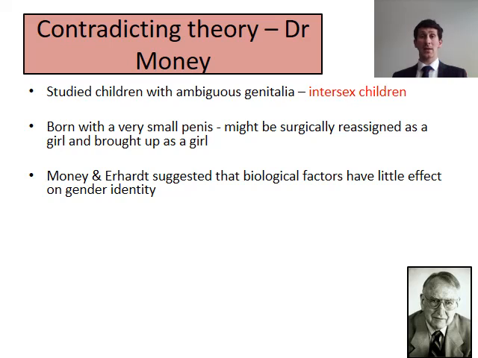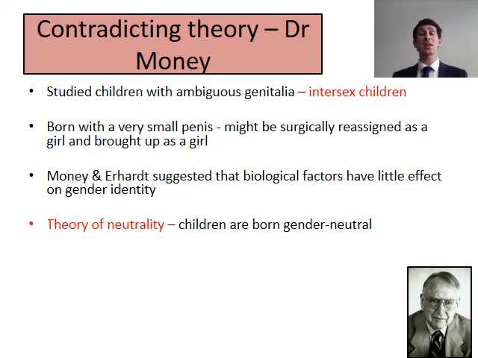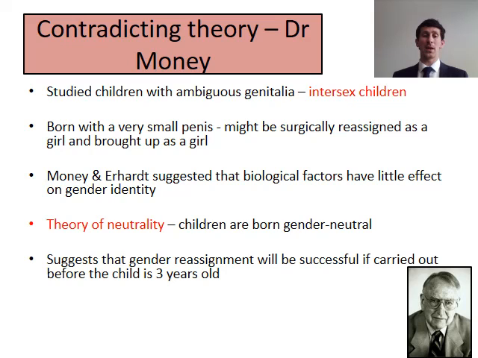Dr. Money and Dr. Ehrhardt, who he worked with, believed that biological factors had very little effect on gender identity. They believed it was all due to social factors. That was their theory of neutrality, that children were born gender neutral, and that any child can be socialised to become masculine or feminine. And he said that if any gender reassignment occurred before the age of 3, it would be successful.